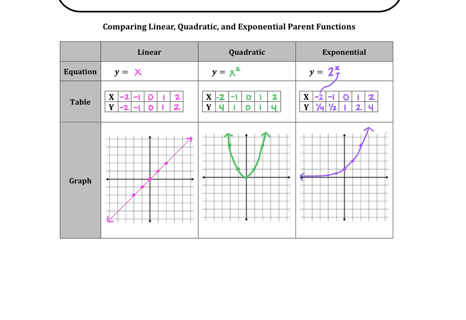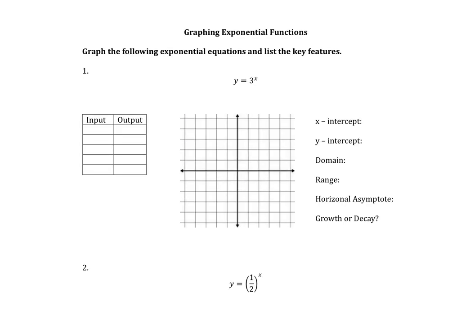So when we look at these three different functions, based off the equation, if I have an x as the highest exponent, then that's always a linear function. It's going to be a straight line on my graph. If I see an x squared as my highest exponent, that's always going to be a quadratic function that takes the shape of a U, which is a parabola. If I have x in my exponent, that's going to be exponential, and it's going to take the shape of an L or a backwards L. So for the rest of this lesson, we're going to focus strictly on our exponential functions.